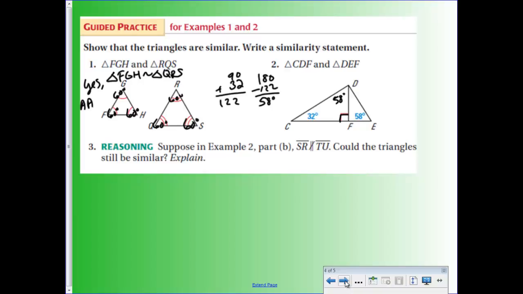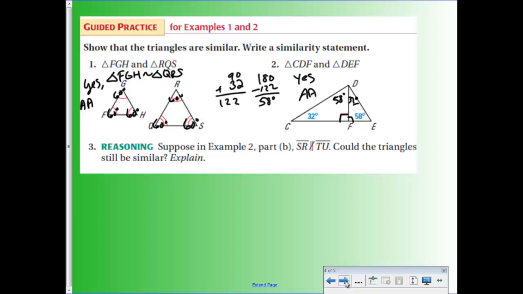So now over here, all I have is a 58 degree angle. Do I know anything else about this triangle? We know this side over here is also 90 degrees at vertex F. So if I have a 90 and a 58, and 90 and 58, the third one has to be the same. Do the math, 90 plus 58, subtract from 180, you're going to get 32. So, are they similar? Yes. How do we know?